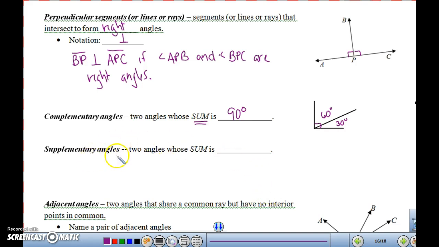The other one is supplementary. It's two angles whose sum is 180 degrees. They have to add up to 180 degrees. It doesn't mean that each one is 90 degrees. So the easiest way to do that is to draw a straight angle and split it. So here's my straight angle. Now this angle on this side, the obtuse angle, could be, say, 110. And then the acute angle on this side could be 70. And when I add them together, they equal 180 degrees, so they would be supplementary. So you have to know the difference between complementary and supplementary. And remember, you have to have two angles to do that.